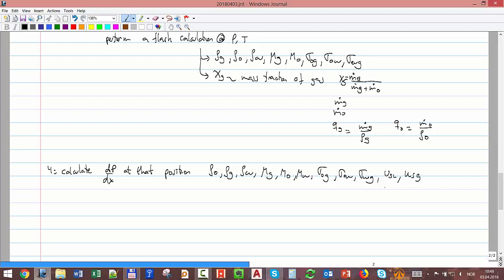That's nothing more than the Q of the liquid, or the oil, divided by the cross-section area of the pipe, and the Q of the gas divided by the cross-section area of the pipe. And I need also the pipe diameter. I need the inclination, pipe inclination, and I need the roughness of the pipe.